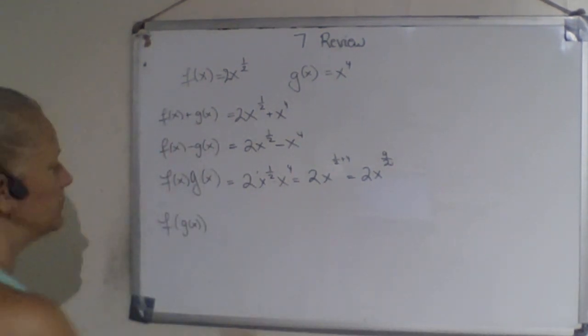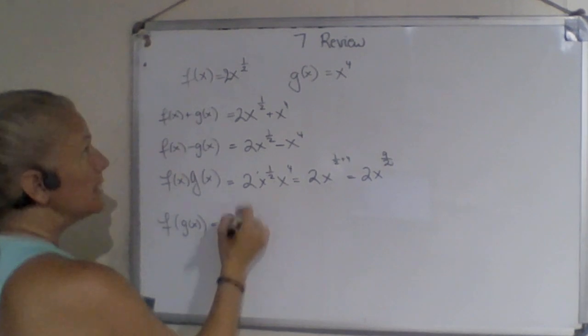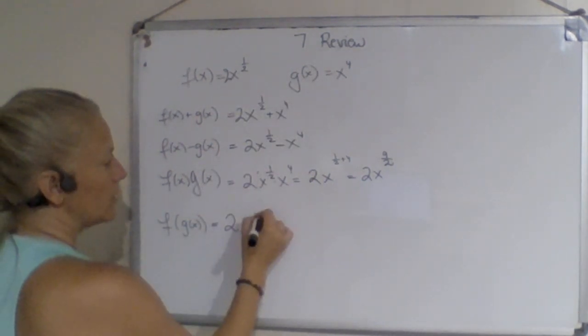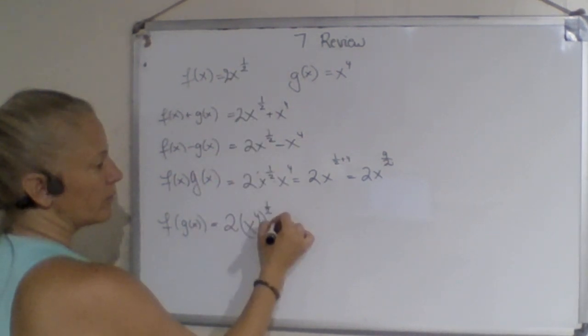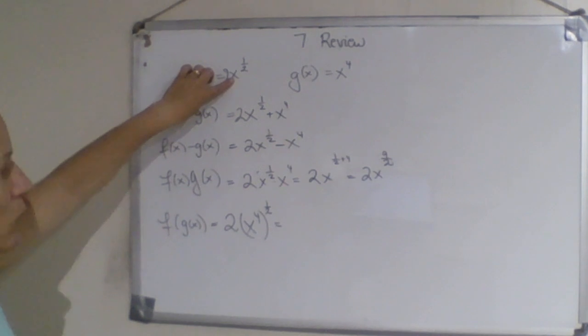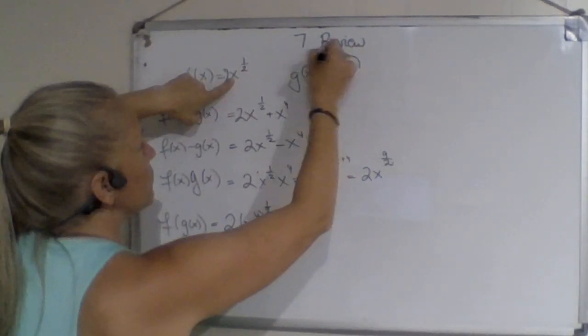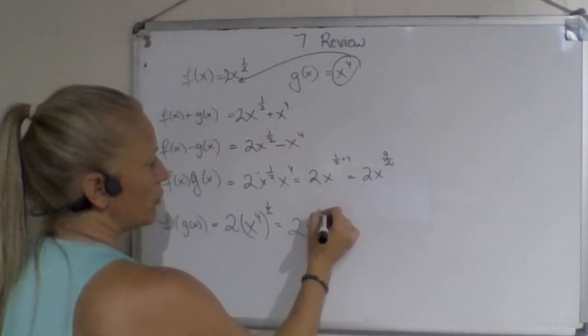You're good to go. Now, when I have to do a composition, I'm looking to see what composition they did. They did it like this. This becomes my f of g of x. It starts with 2, and instead of x, I'm actually going to use x to the 4th. That's my g of x. And then I raise it to 1/2, right? So instead of just putting whatever is in there, which is an x, I'm going to replace it with what g of x is.